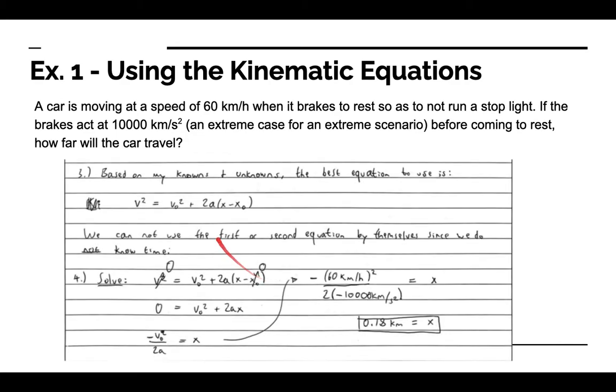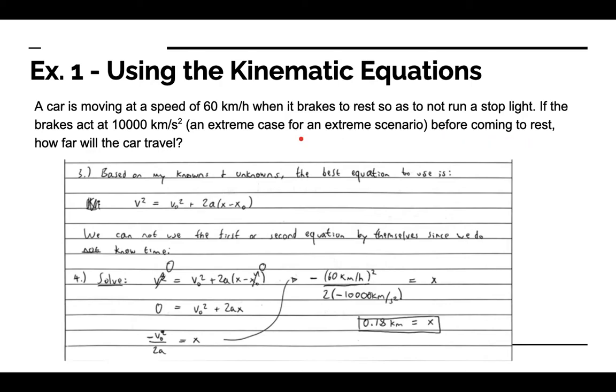So now we move on to step 3. Based on my knowns and unknowns, the best equation to use is v squared equals v naught squared plus 2 times the acceleration times x, our final position minus our initial position. We can't use the first equation or the second equation from the prior slides because those equations require the use of time, and the problem does not state a time interval.